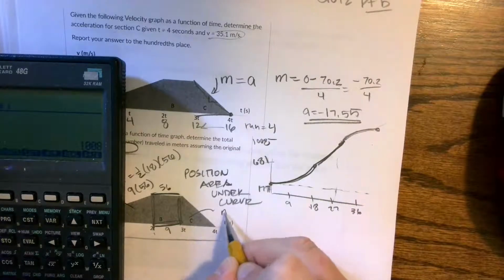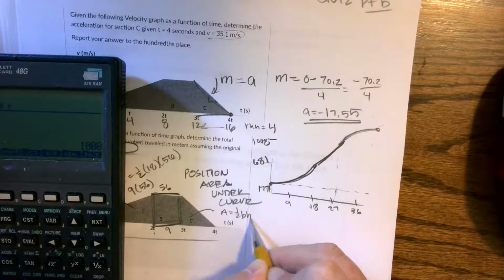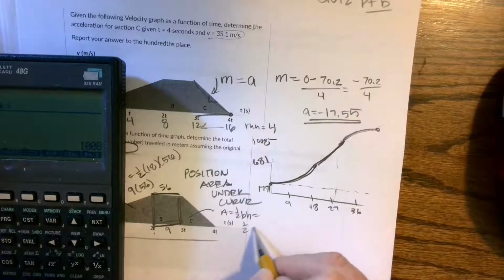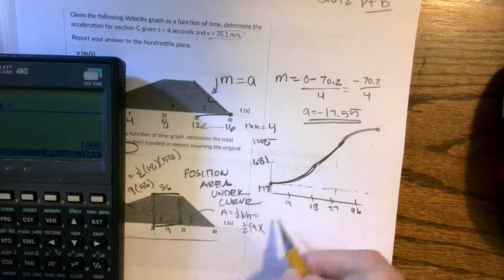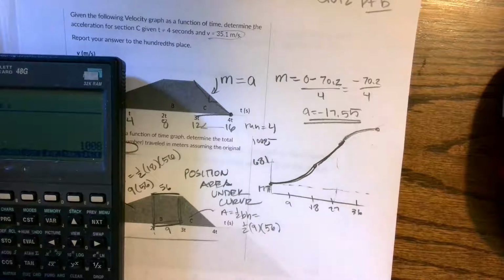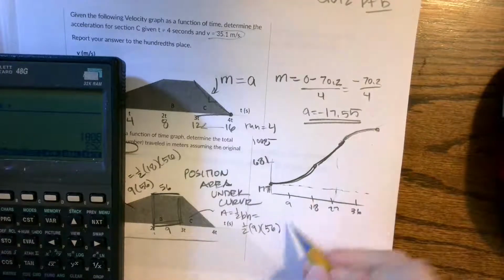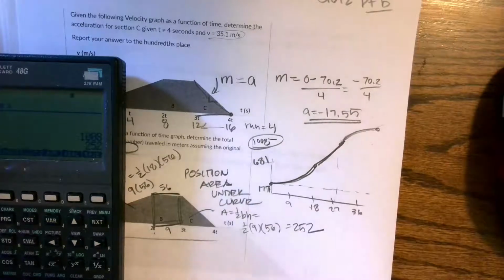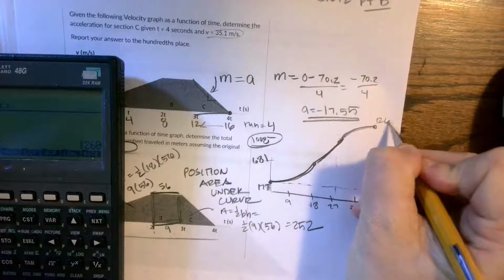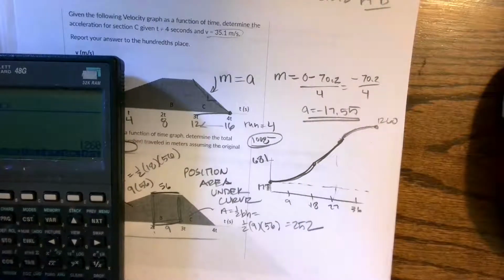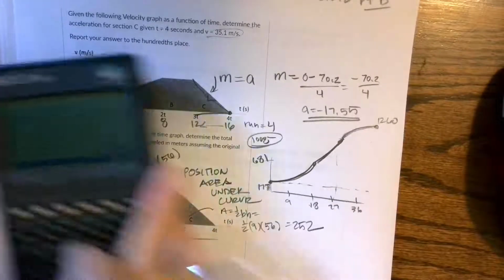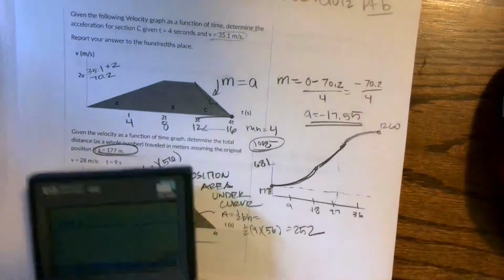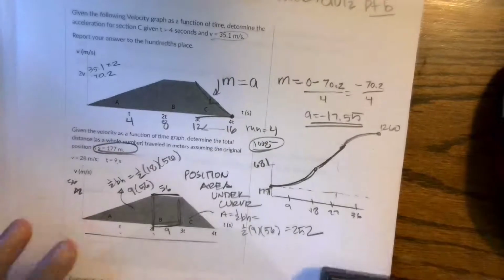So the area is 1/2 base times height, so I have 1/2 times 9 times 56, and I get 252. I'm going to add that to what I had, so I'm up here at 1260. So the total distance I've traveled is 1,260 meters. Okay, it's just area under the curve is my change in position.